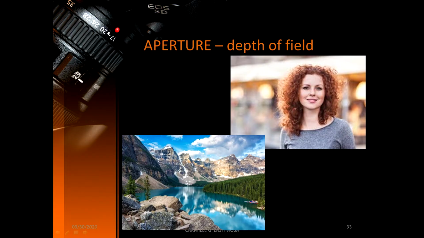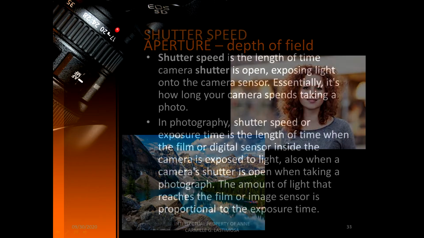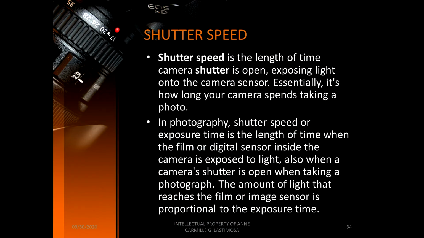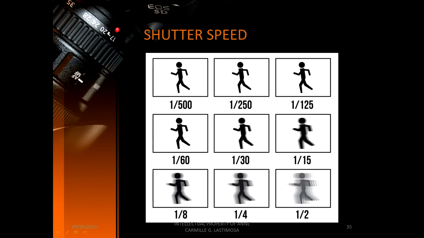Now another element or principle in photography that you should also master is shutter speed. This is related to the motion blur topic that I discussed a while ago. It's the length of time the camera shutter is open, exposing light onto the camera sensor. Essentially it's how long your camera spends taking a photo. Here's an illustration of shutter speed. The higher the shutter speed, the sharper the image, so you're able to freeze action. This is used in sports or in journalism.